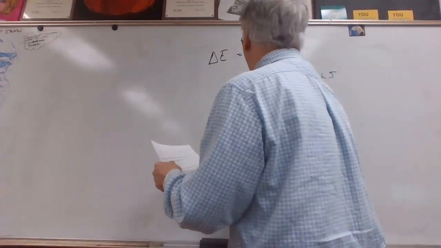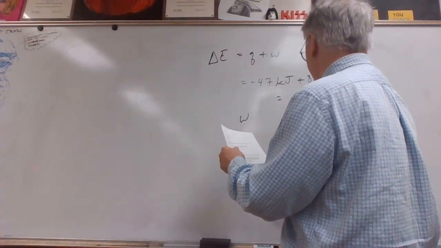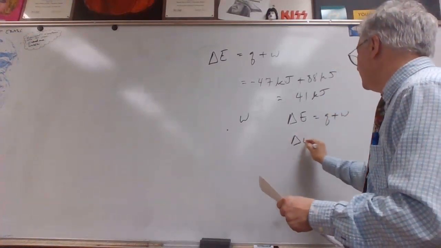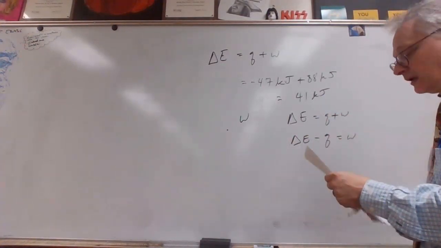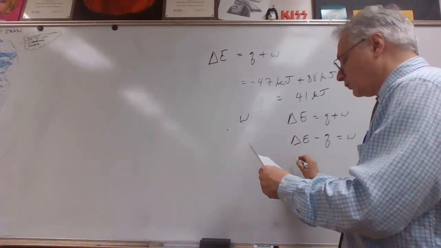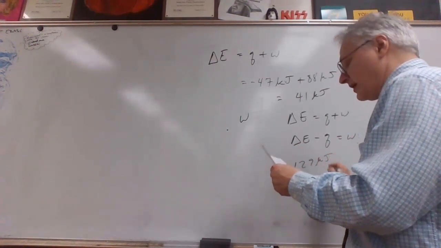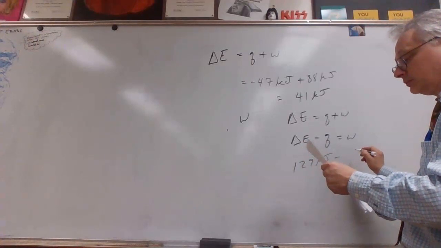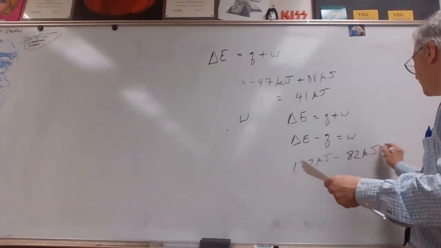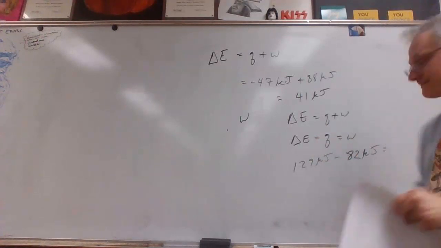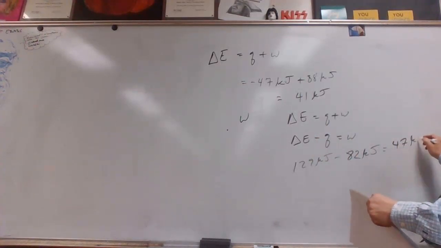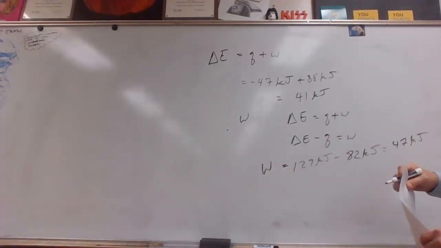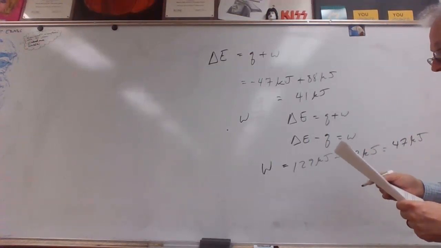Calculate W, calculate the work. If, see, so we got delta E is Q plus W. And so delta E minus Q is going to be equal to W. So our delta E is 129 kilojoules positive. And we're going to subtract from that the heat, 82 kilojoules. So what'd you get for that? 47. 47 kilojoules, that's going to be the work.